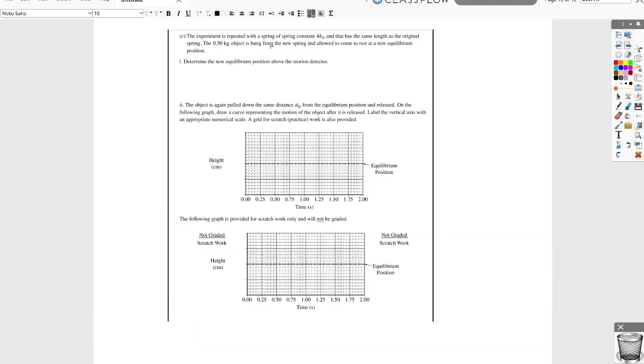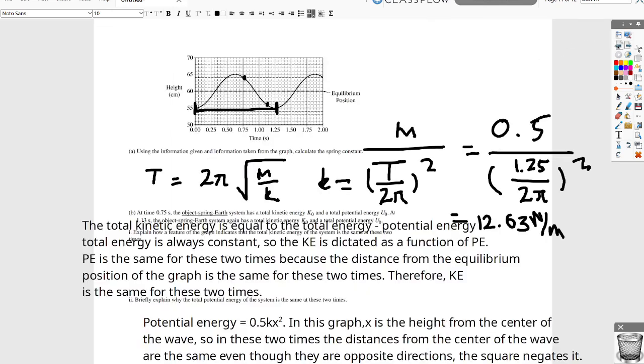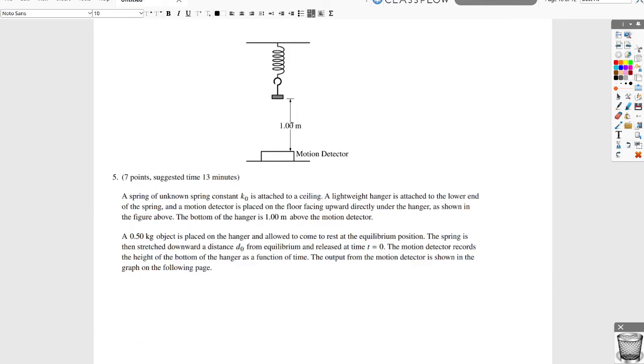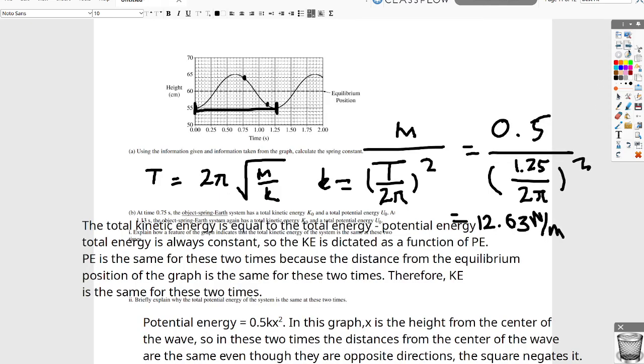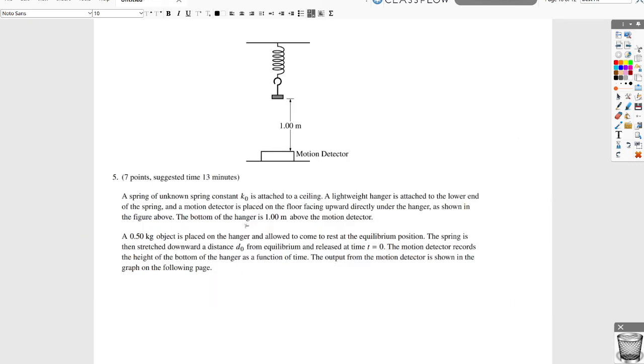So the experiment is repeated with a spring constant of 4k0. Determine the new equilibrium position above the motion detector. So what was the equilibrium position right here? It was 1 meter. Okay, 1 meter was the equilibrium position. Wait, but it was 60 centimeters here. Let's see.